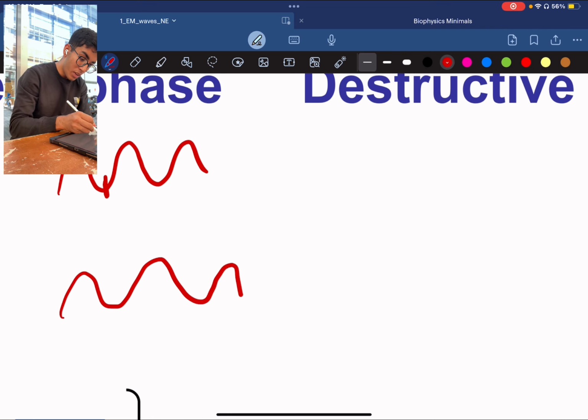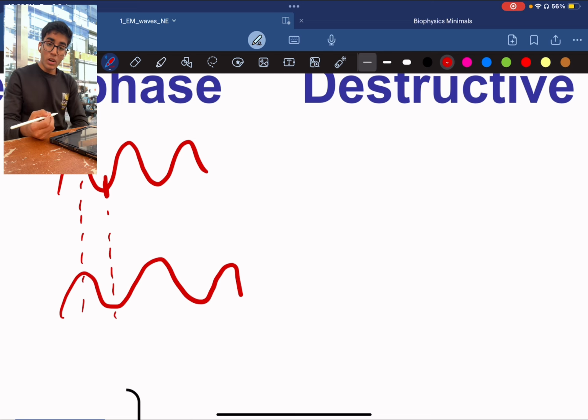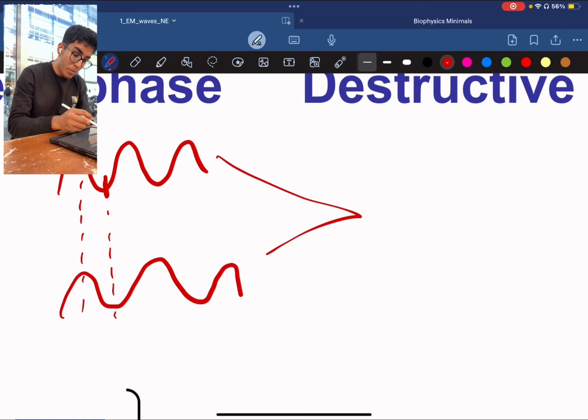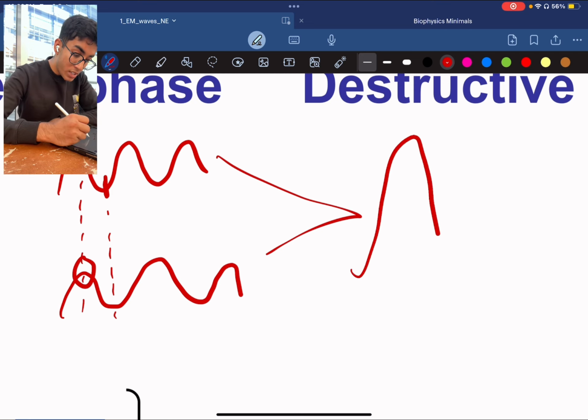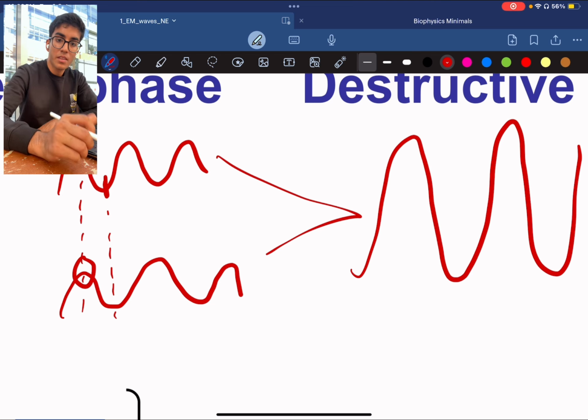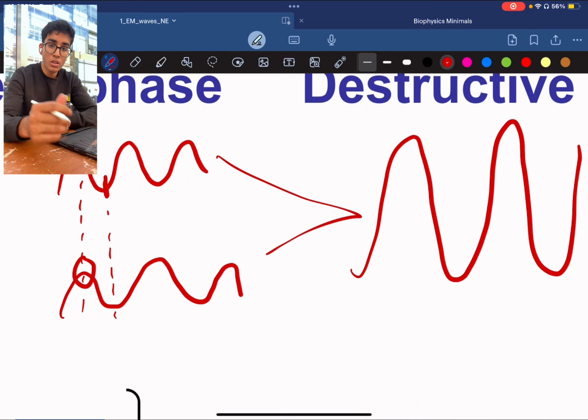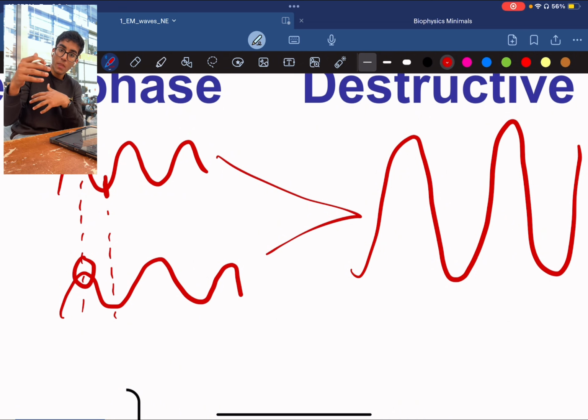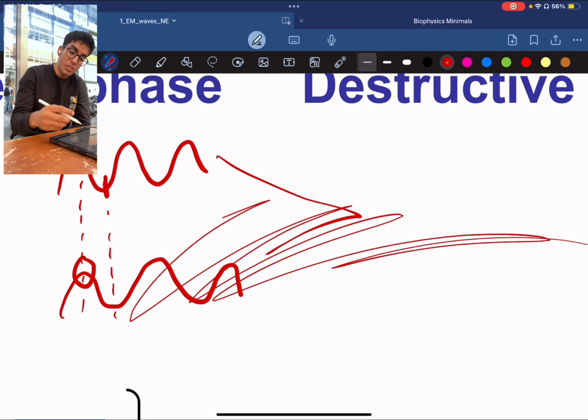If I were to line them up, let me erase this. Let me draw another wave like that. If I were to line it up, just like that, what ends up happening? If I were to make these two waves coincide with each other, the crest of this and crest of this wave would coincide to form a bigger crest and a bigger valley. Okay, so they both are built up on each other.